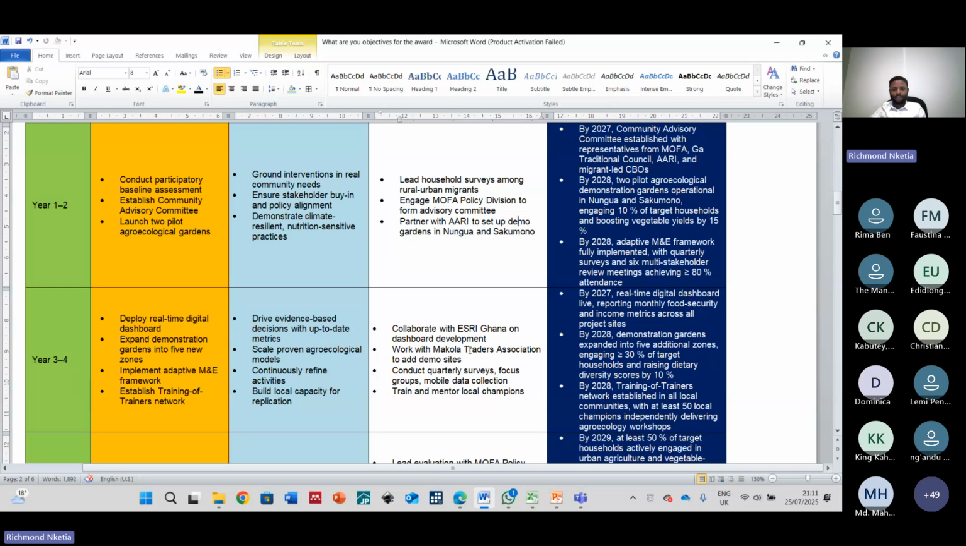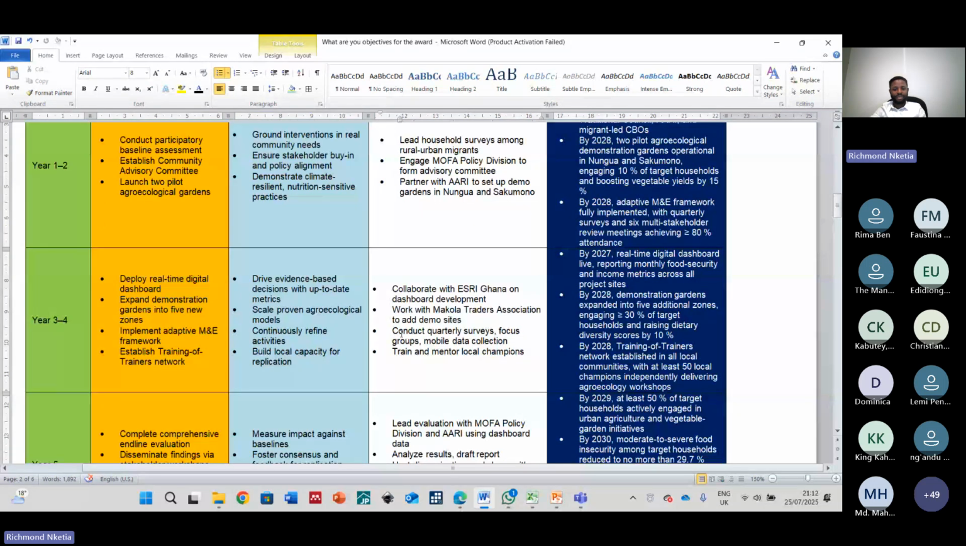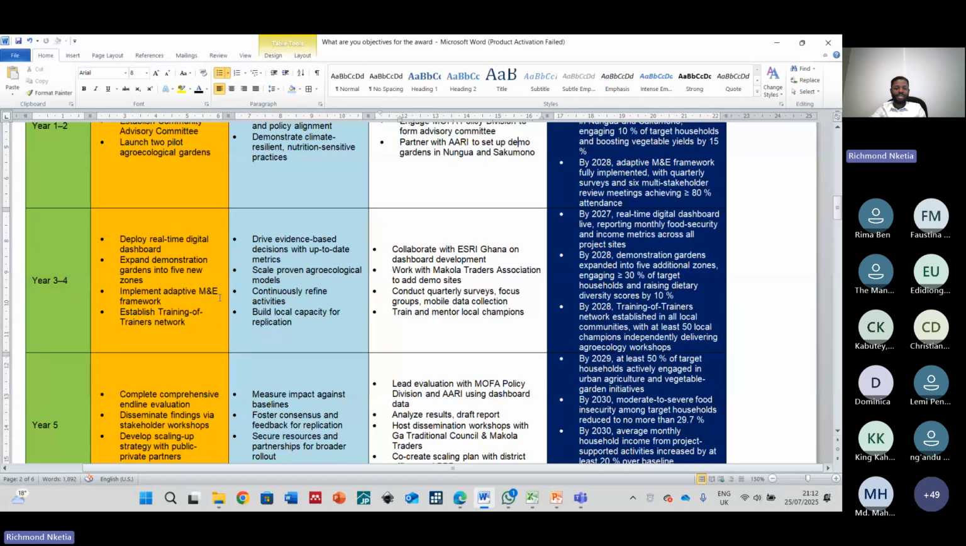And then work with the Macula Traders Association to add a dataset. So I'll explain this later on. To conduct quarterly surveys, focus group discussions, and mobile data collections. It comes back to the adaptive monitoring and evaluation. And this will help me to know, am I on track? Are things going the way I expect them to be?